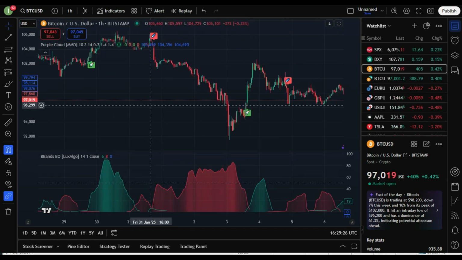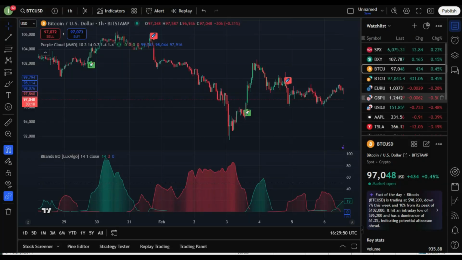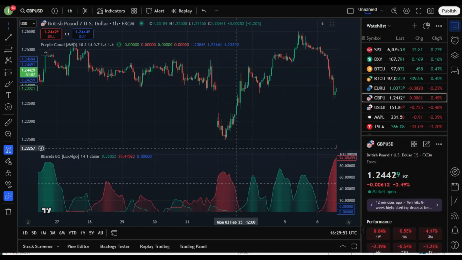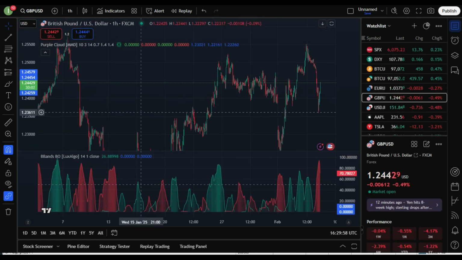Actually, the catch of this indicator is that it mimics real trade, and I will tell you why. Because this indicator does not provide a lot of signals. For example, let me open British pound dollar. Okay, on our chart, you almost cannot find any setup right now.